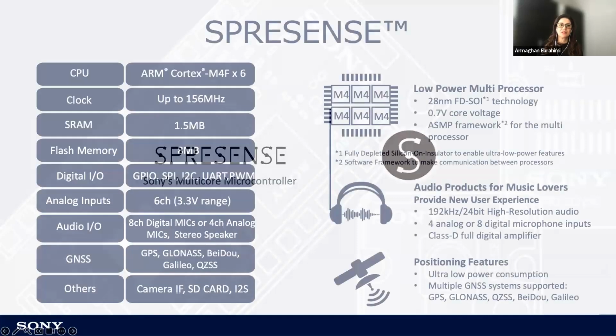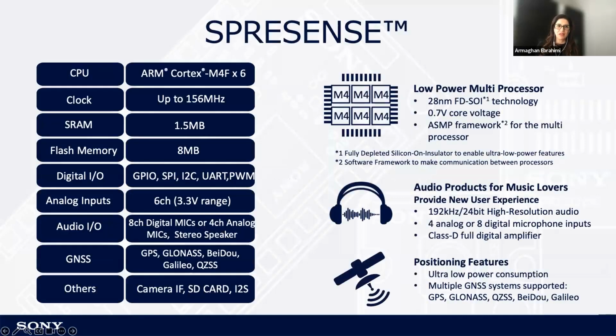Sony's Spresense is a microcontroller. It has 6 ARM cores and 156 megahertz of clock. Right there, you can see the Spresense has a powerful processor. But another good thing about the Spresense is that, with all these processors, you also have very low power. So if your application needs that many processors and also low power, probably Spresense is a good and suitable microcontroller for it.